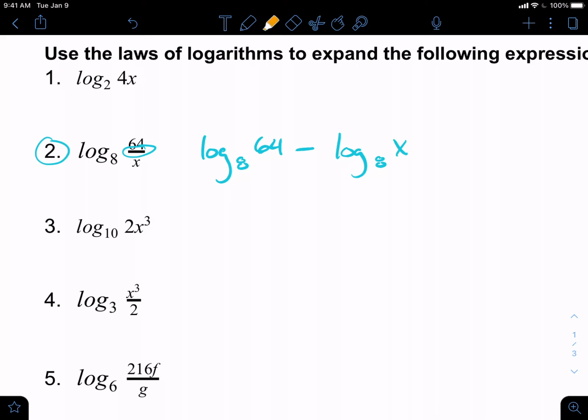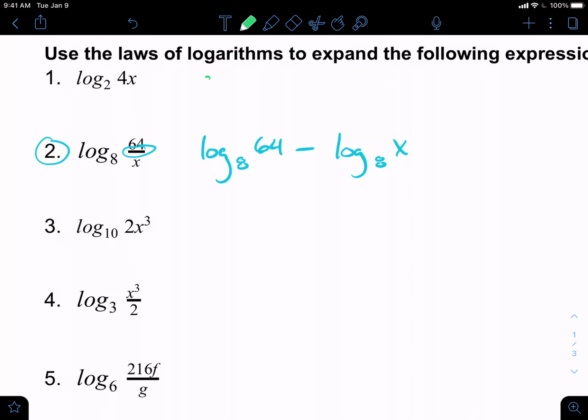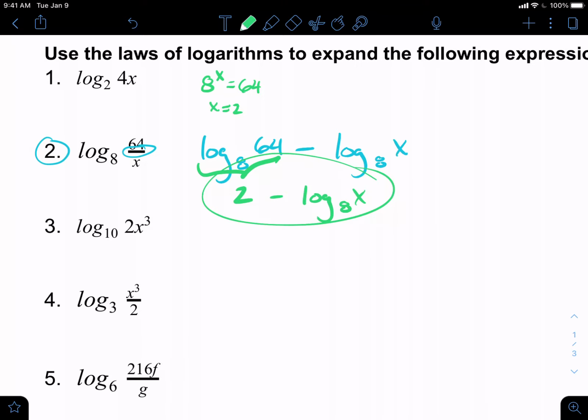Now, one thing I do notice is that right here, both of these are numbers. If they're both numbers, there is the possibility that you can evaluate them. So we want to rewrite it in exponential form. This would be 8 to the x is equal to 64. And this, of course, we know that 8 squared equals 64, so x must equal 2, which means this whole quantity equals 2. So this is going to be 2 minus log base 8 of x. That will be our final answer for this problem.